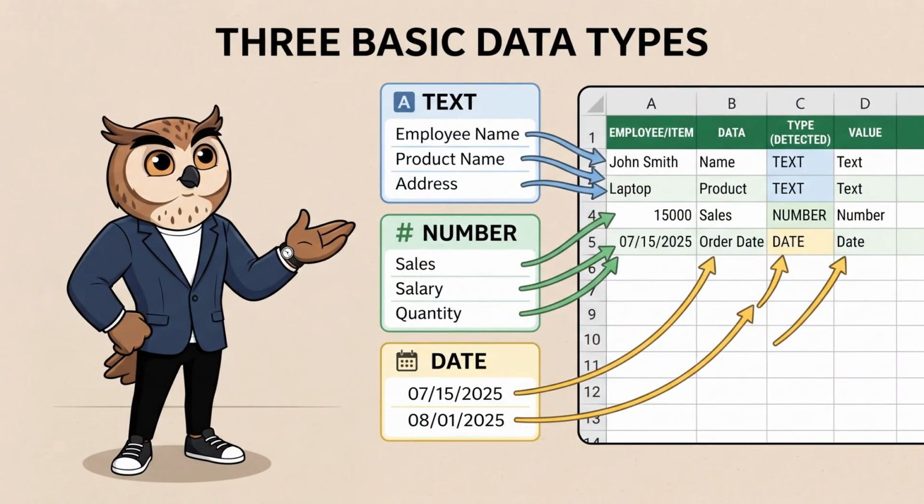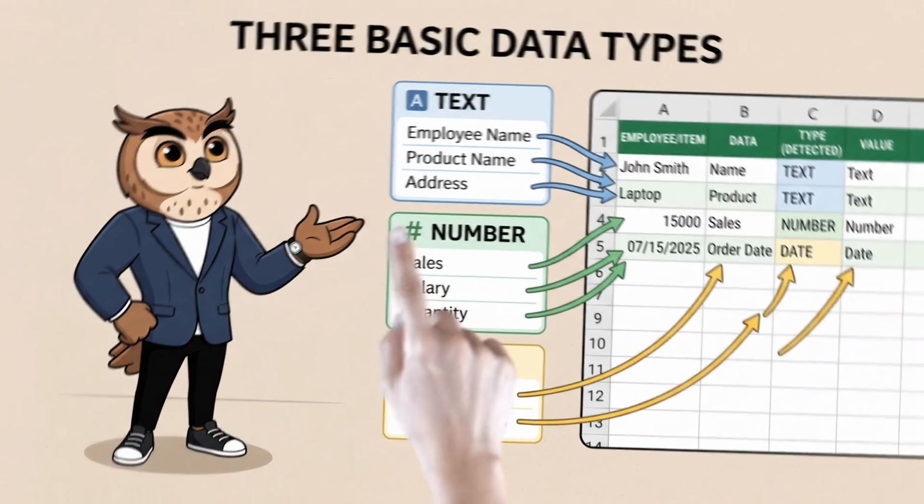Excel does not treat every value the same way. Every time you type something into a cell, Excel automatically identifies what kind of data it is. There are only 3 basic data types that you need to understand: text, numbers, and dates. Knowing the difference between these types is essential because Excel uses them differently when calculating, sorting, filtering, and analyzing information.